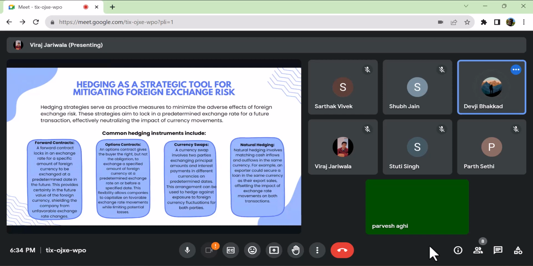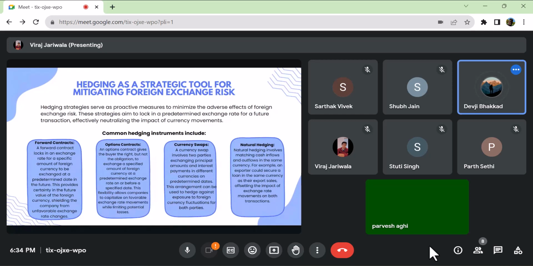Option contract. An option contract gives the buyer the right but not the obligation to exchange a specific amount of foreign currency at a predetermined exchange rate on or before a specific date. On the date is usually for European options, and for American options it's before the specified date.